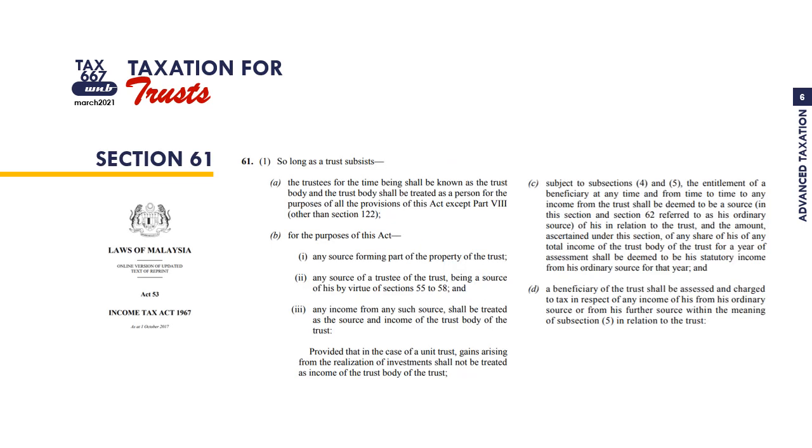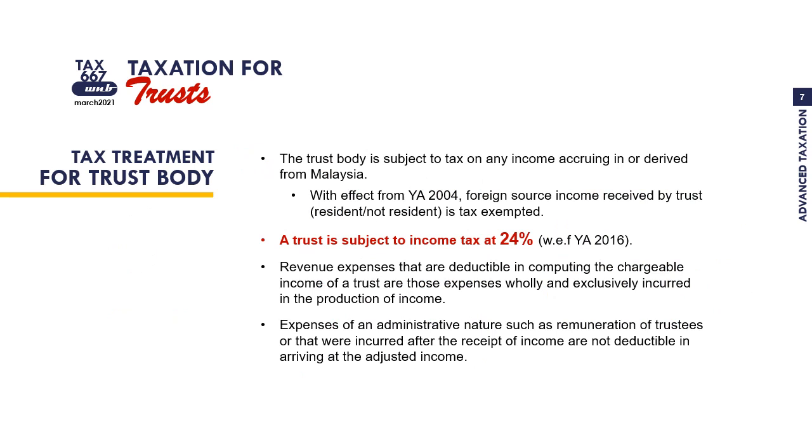The section relevant for trust is section 61. So everything with regard to taxation for trust, we are going to refer to section 61 in the Income Tax Act 1967. So how are trusts taxed in Malaysia? What are the tax treatments for a trust body?